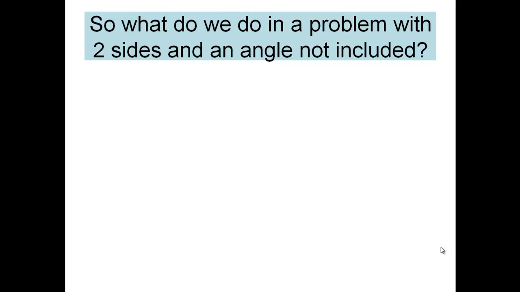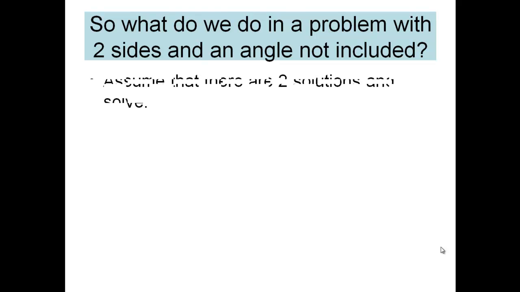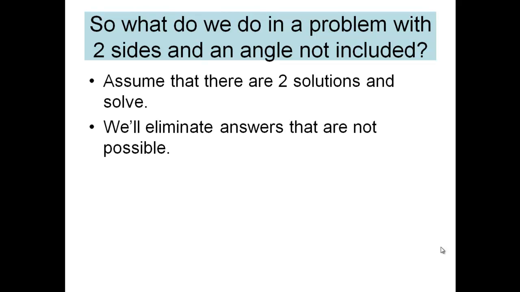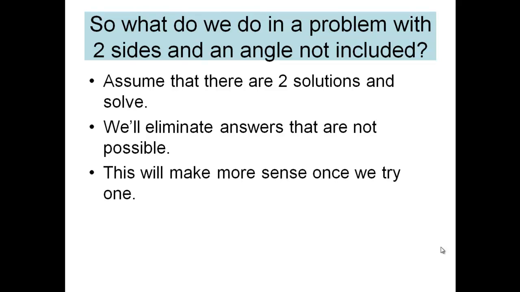So what do we do in a problem where it's not the 2 sides and the angle that's included? Well, we're going to assume that there are 2 solutions and solve the problem. And if we find out there's not 2 solutions, we'll eliminate the ones that are not possible. This will make a lot more sense once we look at an example. So let's look at an example and talk about how we know if there's 2 solutions or not.